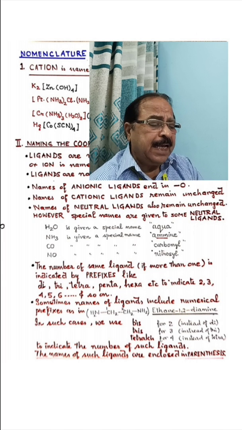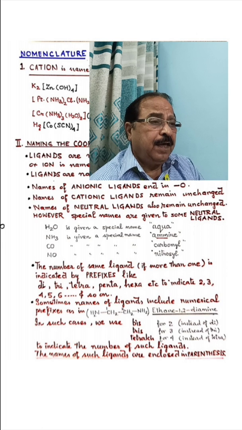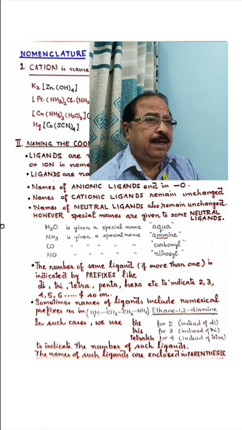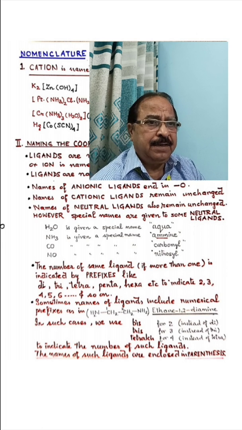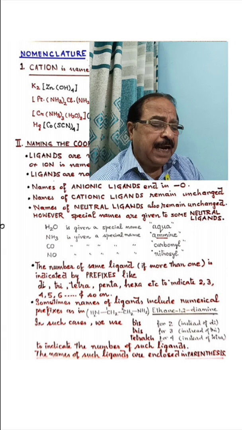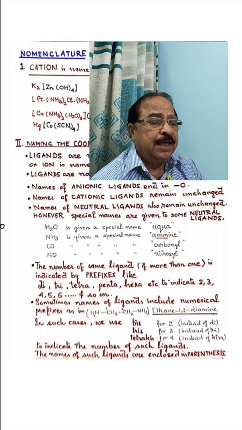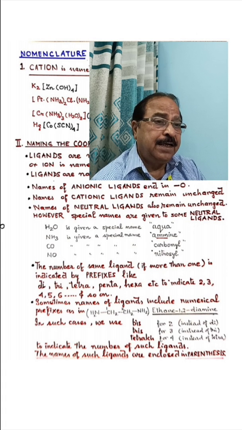So next is, if there is more than one ligand present of the same kind, in that case we have to indicate the numbers. If there are two ligands, we will say di.